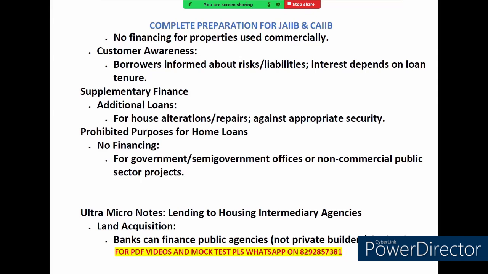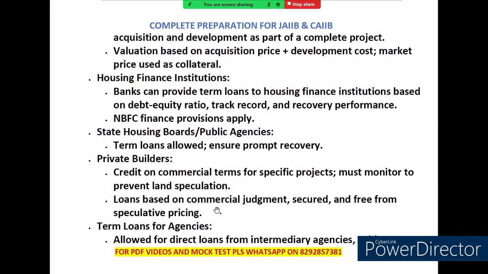Now, lending to housing intermediary agencies. What is it all about? First, banks can finance public agencies, not private builders, right? For land acquisition and development as a part of a complete project. The loan amount is based on the acquisition price minus development cost, plus the development cost, and the market price is usually the collateral.